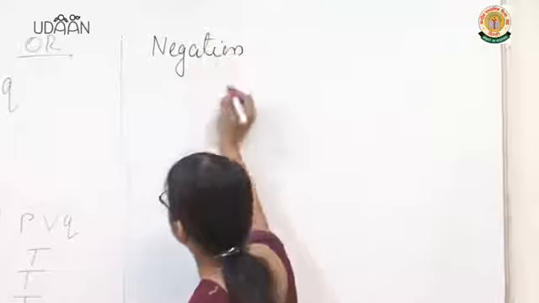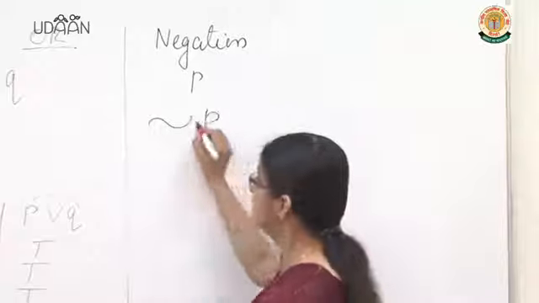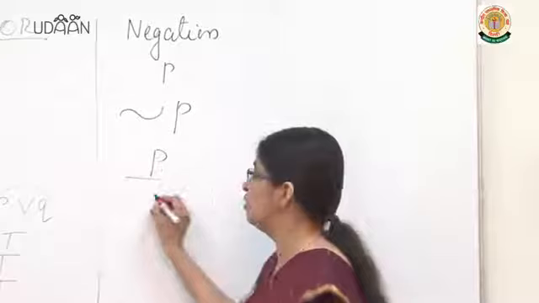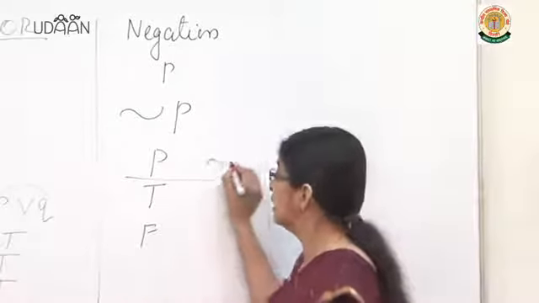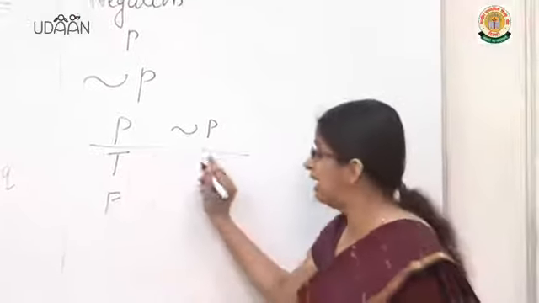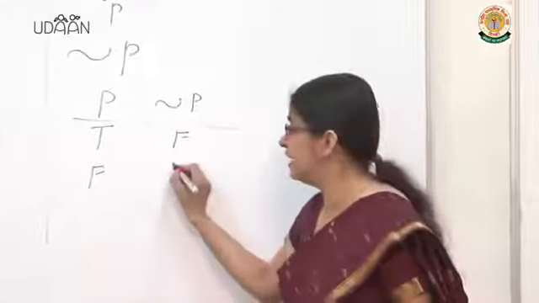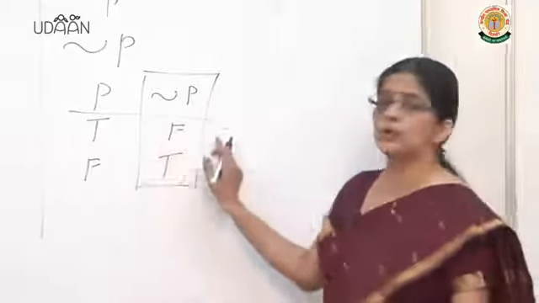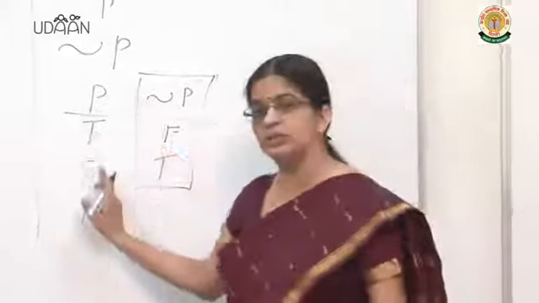For any statement P, its negation is written like this, negation of P. What are the possible truth values of P? Either P is true or P is false. Can you say the truth values of negation of P? If P is true, negation of P is false. If P is false, negation of P is true. So, this column gives you all possible values of negation of P corresponding to these truth values of P.